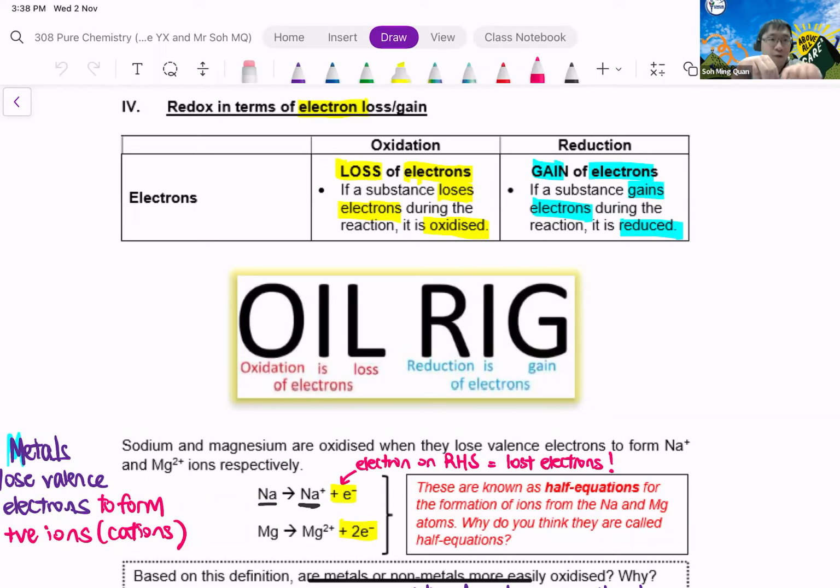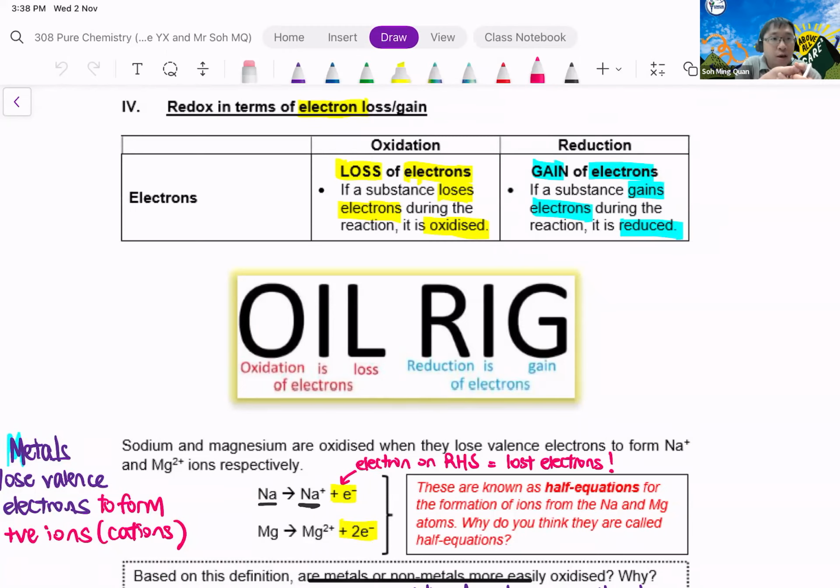Now, why is there a need for so many different definitions? As explained yesterday, not every single reaction has oxygen inside. Not all reactions have hydrogen inside. So quite clearly, the first two definitions of redox are more restrictive because they will not be able to be applied to many reactions. The majority of reactions don't have oxygen or hydrogen, okay?